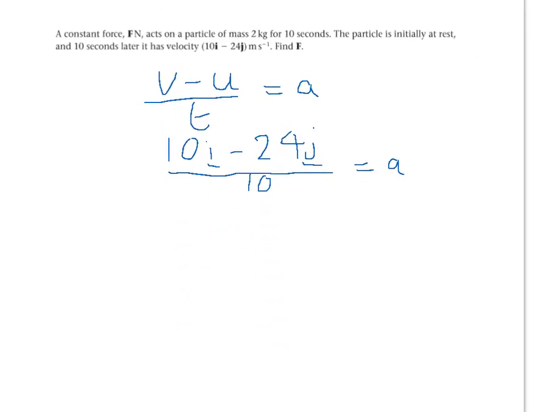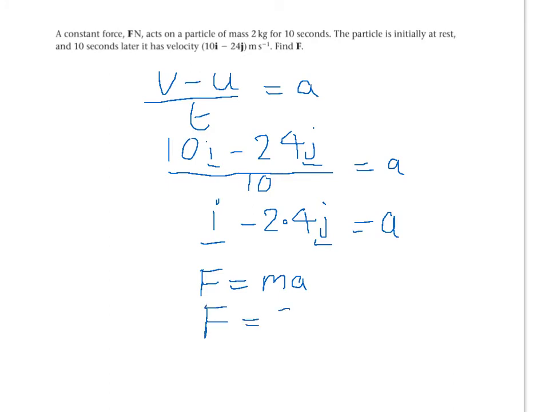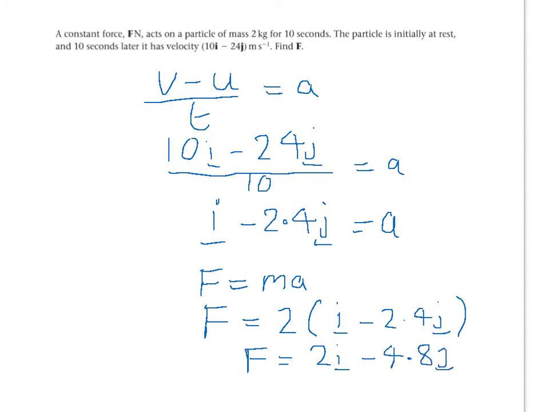If we calculate that, we find that the acceleration of the particle is equal to 10i divided by 10, which is i, minus 2.4j. So that's the first part of the question completed. Now we can find out what the force is by using the equation F equals ma. Remember, the mass of the particle is 2 kilograms. So F equals 2 times the acceleration we just found. So the force is equal to 2i minus 4.8j newtons.